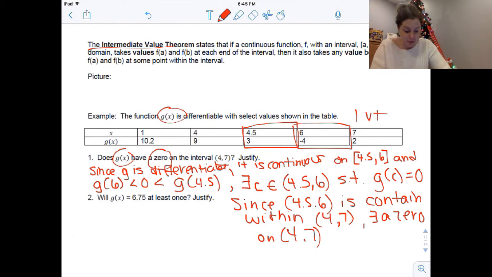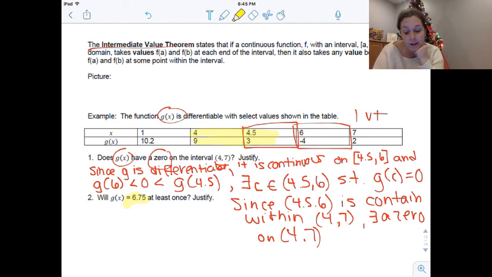Now, same thing for this one. Would G equal 6.75 at least once? So find a place where it's above it and below it, so maybe there. And then make the same argument. Since G is continuous on the closed interval from 4 to 4.5, and 6.75 is greater than G of 4.5 but less than G of 4, then there would exist a C on that interval where it would equal 6.75.